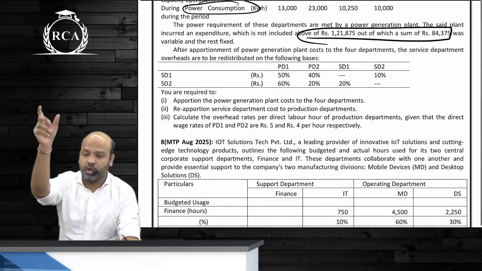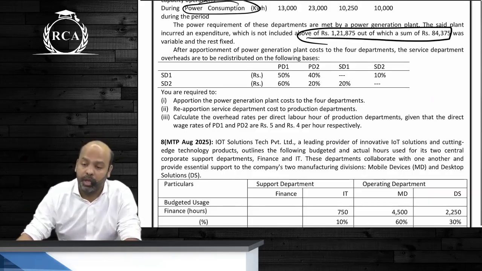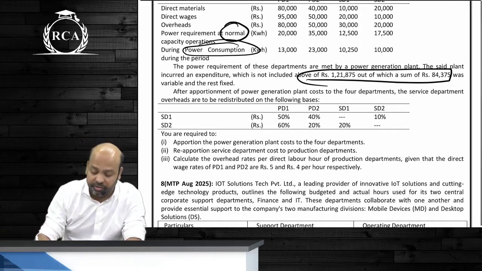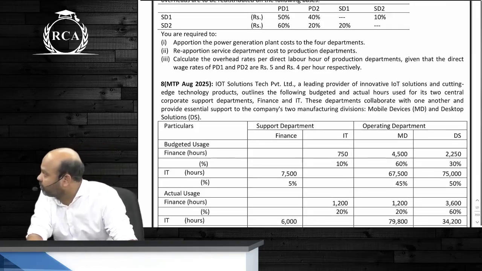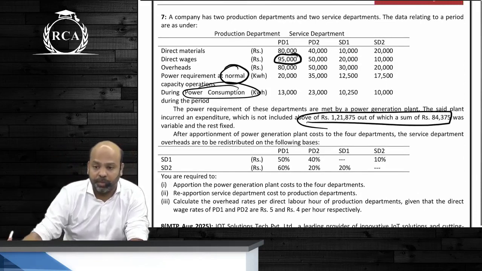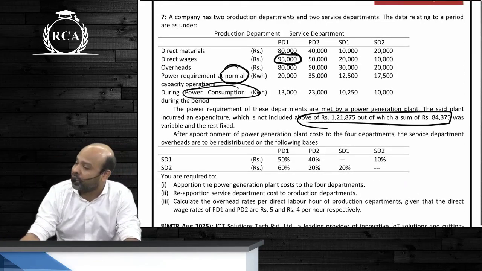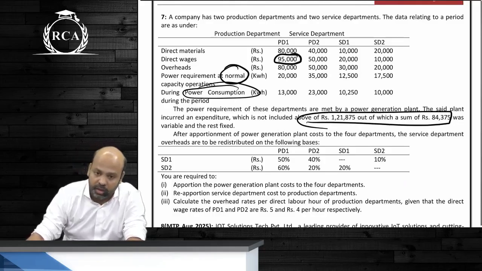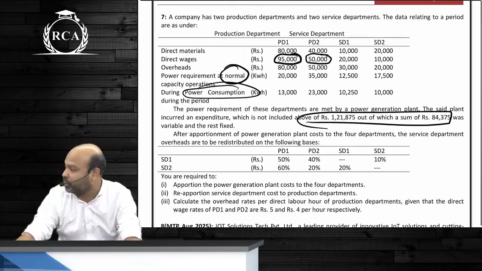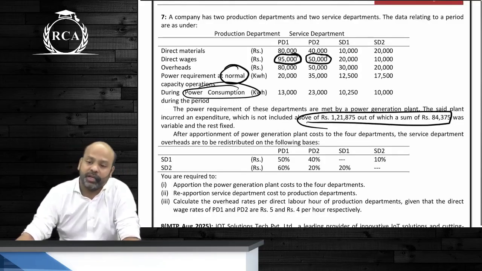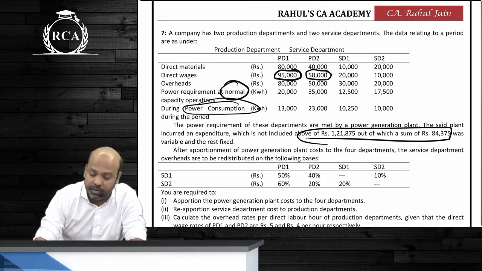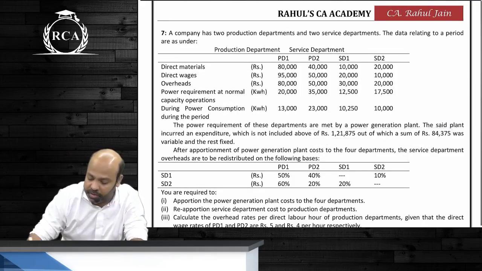Matlab you should divide the total overheads that you get by the number of labor hours. Labor hours directly nahi diya hua hai question mein, but then it is telling us that the wage rate of PD1 and PD2 is 5 and 4. If your total wages are 95,000 and per hour you are paying 5 rupees, that means the number of labor hours will become 19,000. Likewise, in the second department, if your total wages are 50,000 and you are paying 4 rupees per hour, 12,500. Are we clear?